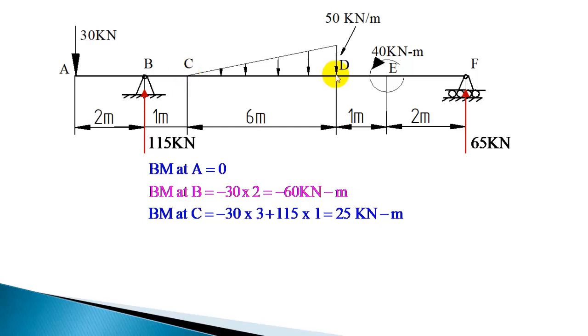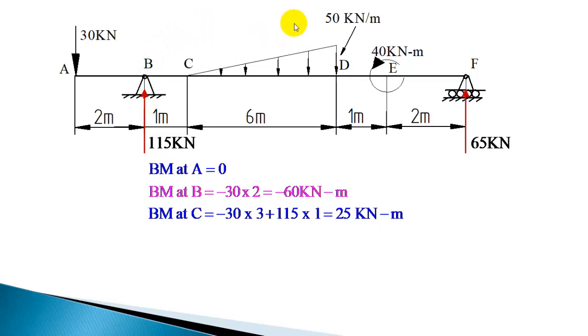Next you have to calculate the bending moment at D. Bending moment at D is minus 30 into the total distance, which is 9. Minus 30 into 9 plus 115 into 7 meter. So the total distance for this reaction is 7 meter. So plus 115 into 7.